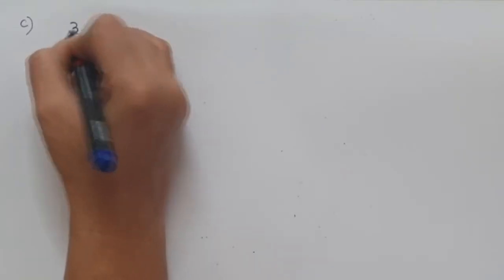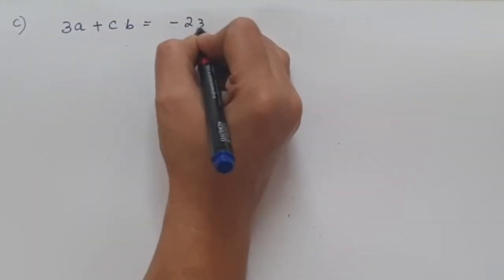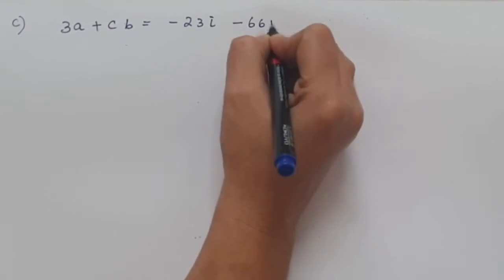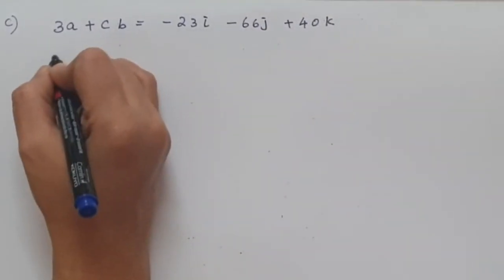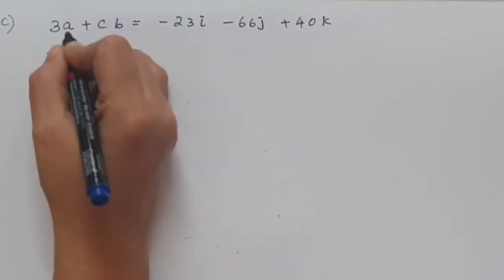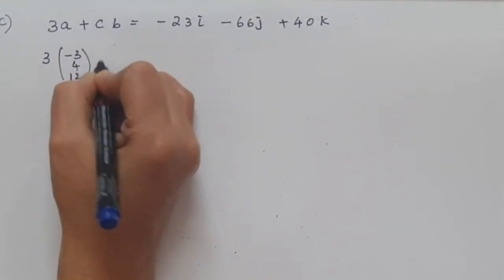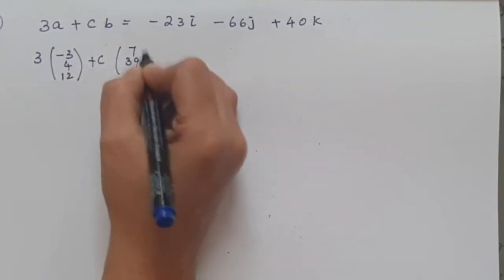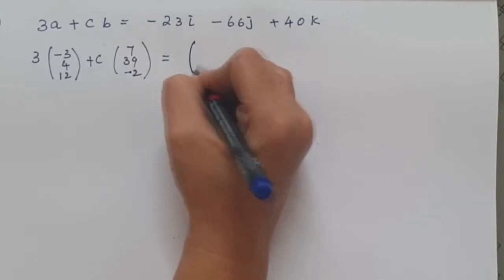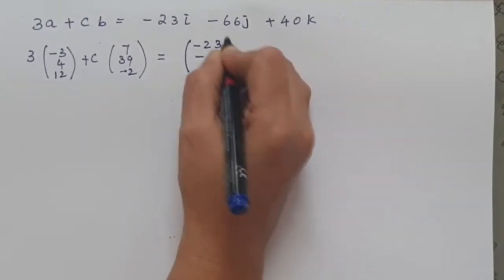In the C part, it is given that 3a plus cb equal to minus 23i minus 66j plus 40k. So we'll just write it out in vector format. 3, the vector a will replace minus 3, 4 and 12 plus c into 7, 39 and minus 2. That will be equal to minus 23, minus 66 and 40.